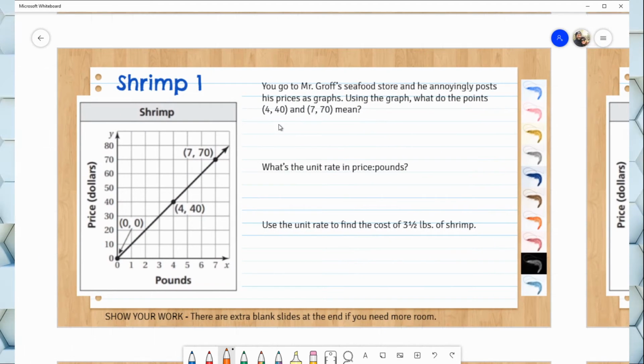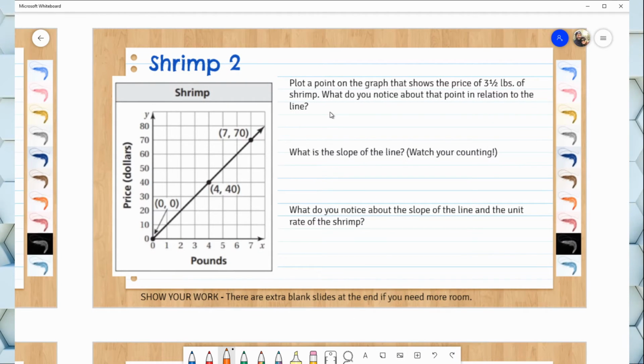And we're going to wrap up with a couple questions about shrimp. You go to my seafood store, and since I'm an annoying math teacher, I put my price up as graphs. Using the graph, what do the points 440 and 770 mean? So you're going to have to look at these 2 points, look at the labels, and right here you need to tell me, what does 440 mean? What does 770 mean? Then give me the unit rate in price to pounds, so that's going to be per pound. And then use that unit rate to find out how much 3.5 pounds of shrimp would cost.